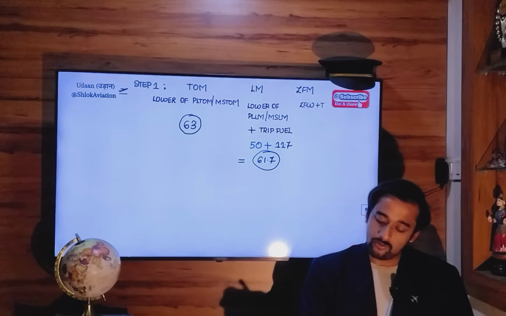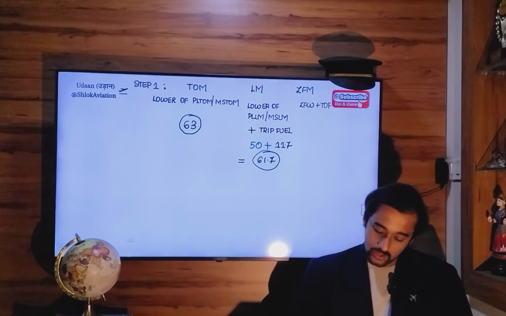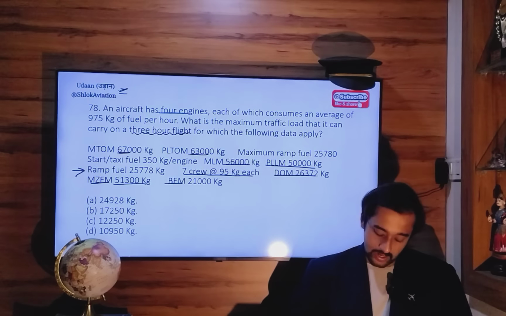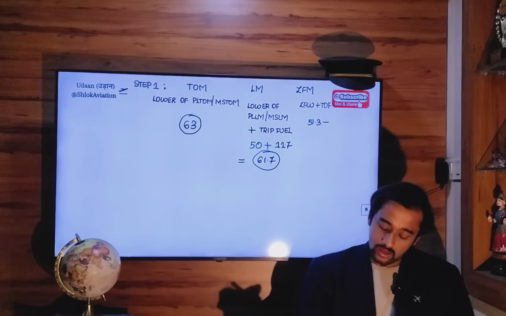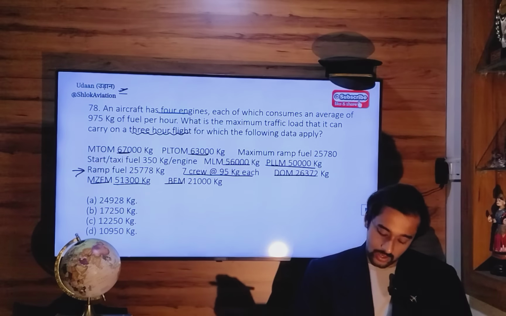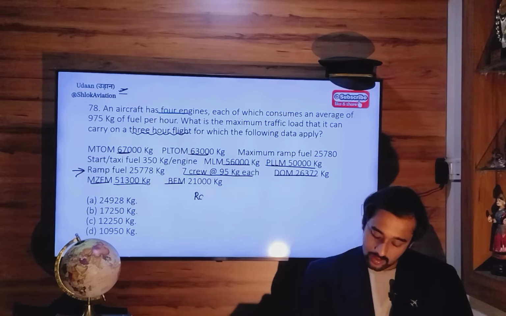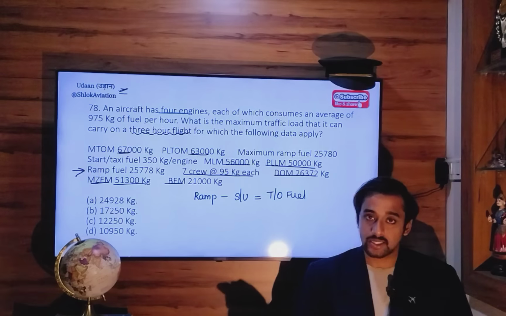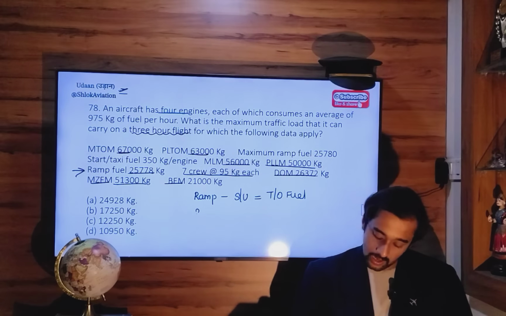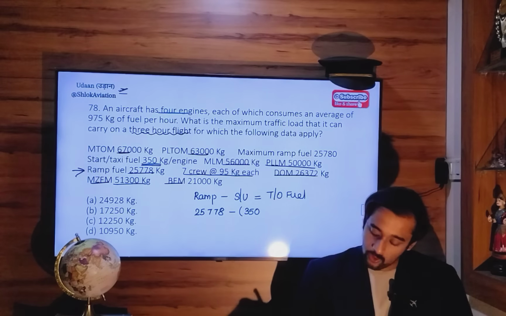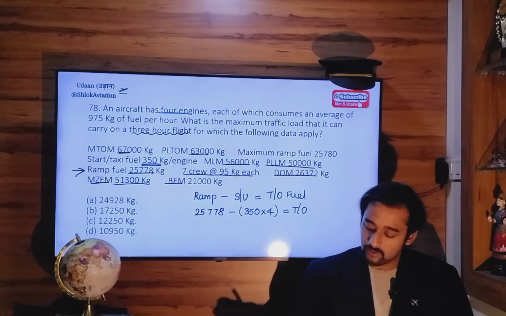Now in the zero fuel mass column, you are going to write a value which is the sum of zero fuel mass and takeoff fuel. That will be equal to what? So zero fuel mass is 51,300 or 51.3. Takeoff fuel is not given to you, but ram fuel is given and startup taxi fuel is given. So your takeoff fuel will be equal to ram fuel minus startup and taxi fuel. Ram fuel is 25,778. Startup fuel is 350 kilogram per engine. So for 4 engines, it will be 350 into 4.